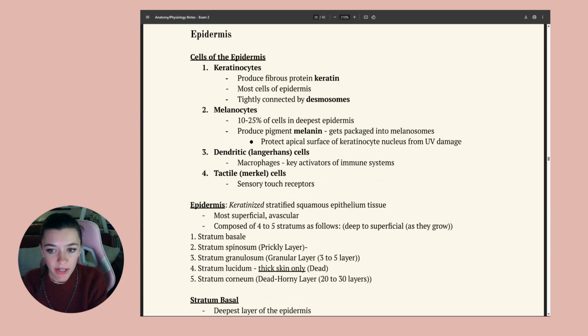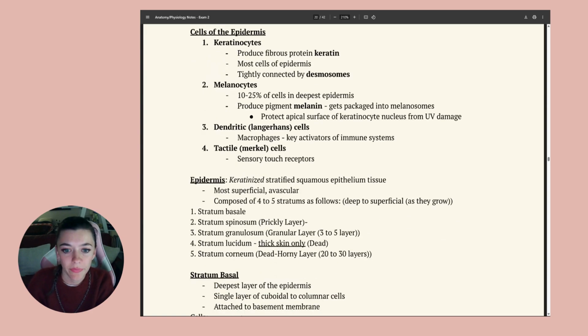Next are your melanocytes. Those make up about 10 to 25% of cells in the deepest layer of your epidermis. They produce pigment called melanin, which gets packaged into melanosomes. They protect the apical surface of the keratinocyte nucleus from UV damage.